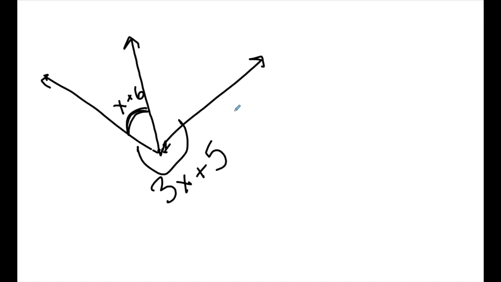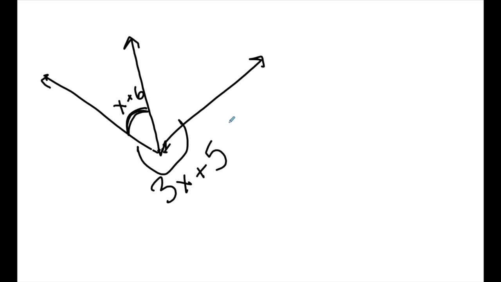So this is bisected, right? Let's say I know the whole thing is, I don't know, 3x plus 5. Now, on top of that, I know that this, okay, because this is 3x plus 5, that means that this has to be, I don't know, maybe let's call this x plus 6, okay?